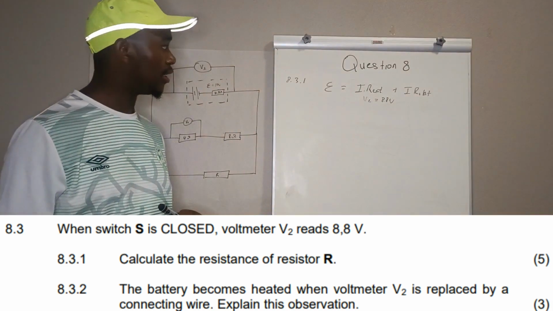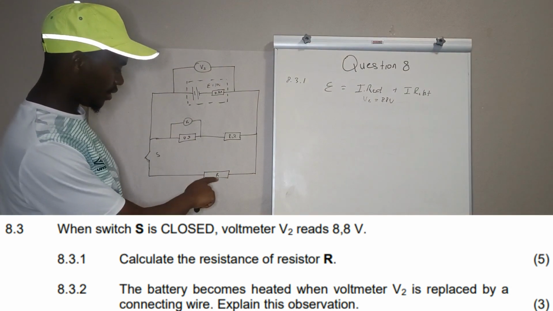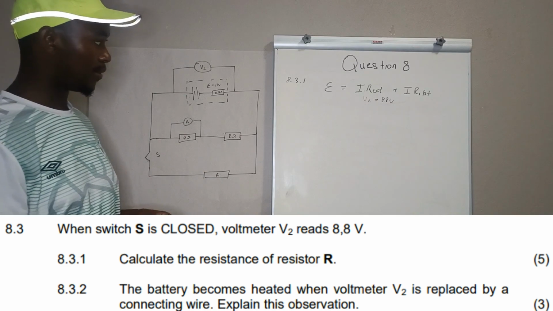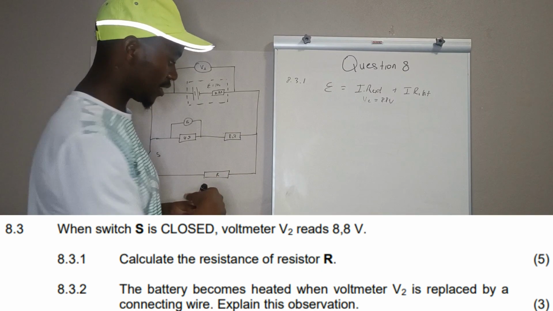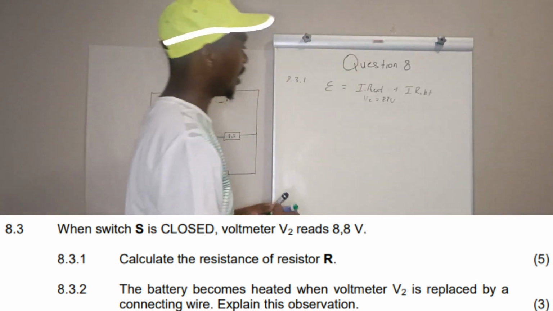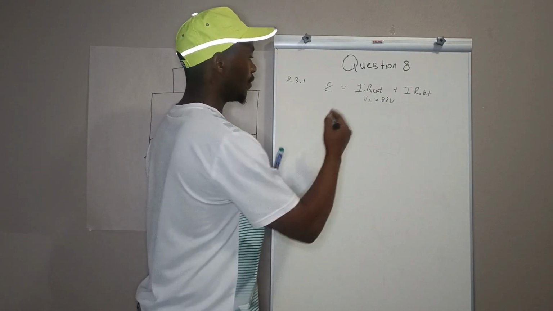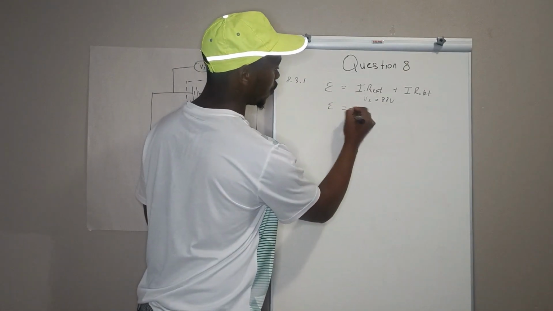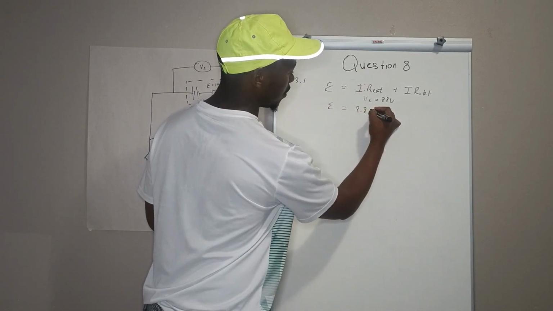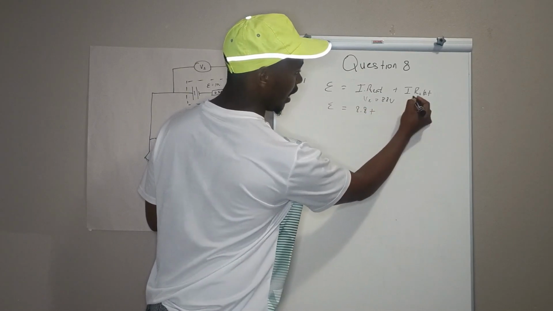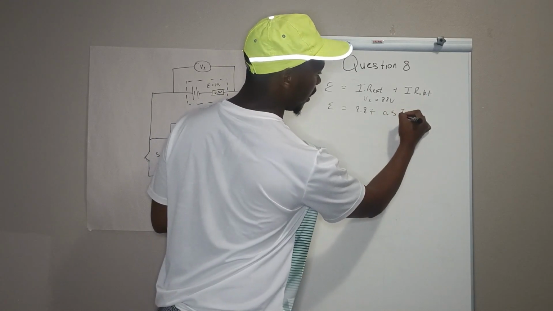Now the question is saying we must figure out what is the resistance of R. Okay, now how can we go about that? So this is the first explanation of exactly what V2 refers to. So we can rewrite the initial equation, EMF is equal to 8.8 volts plus I times R internal. It's going to be 0.5 multiplied by I.